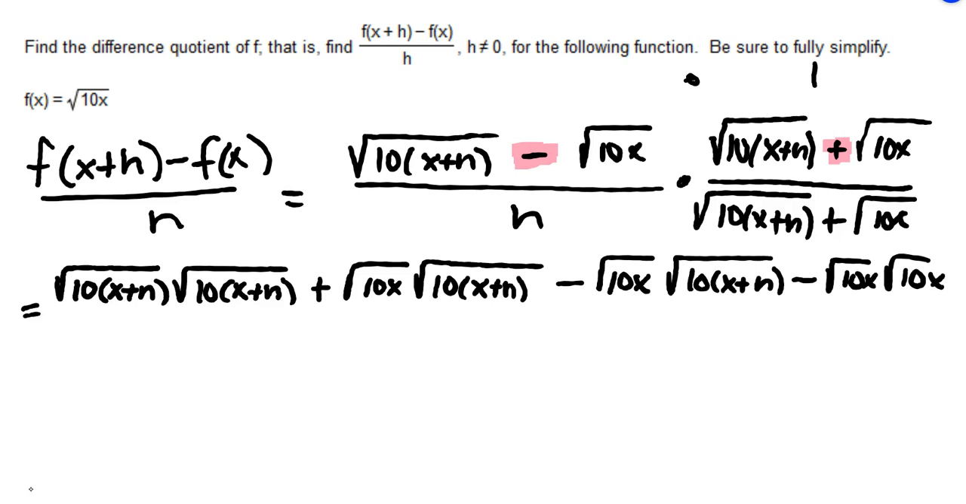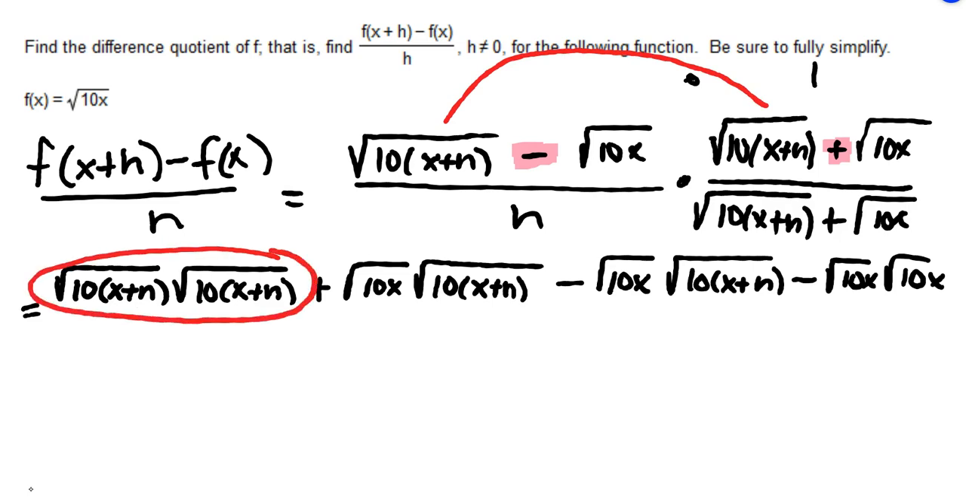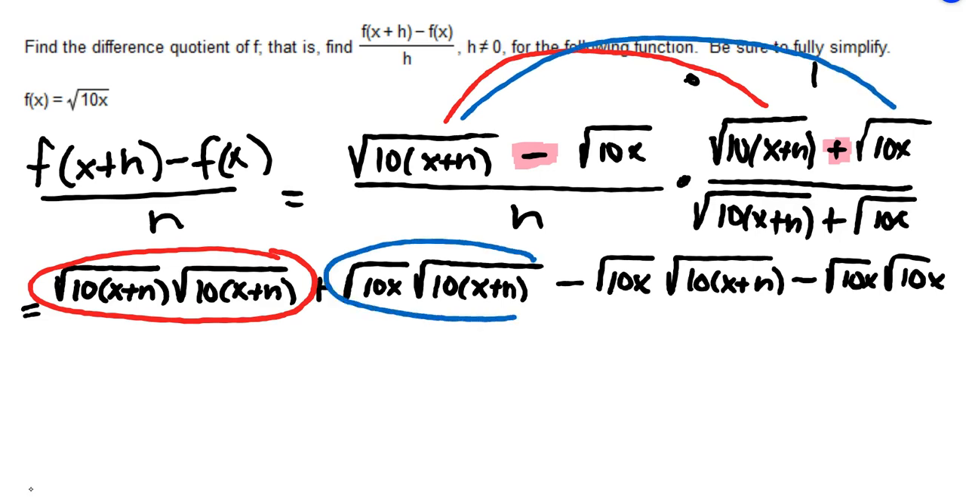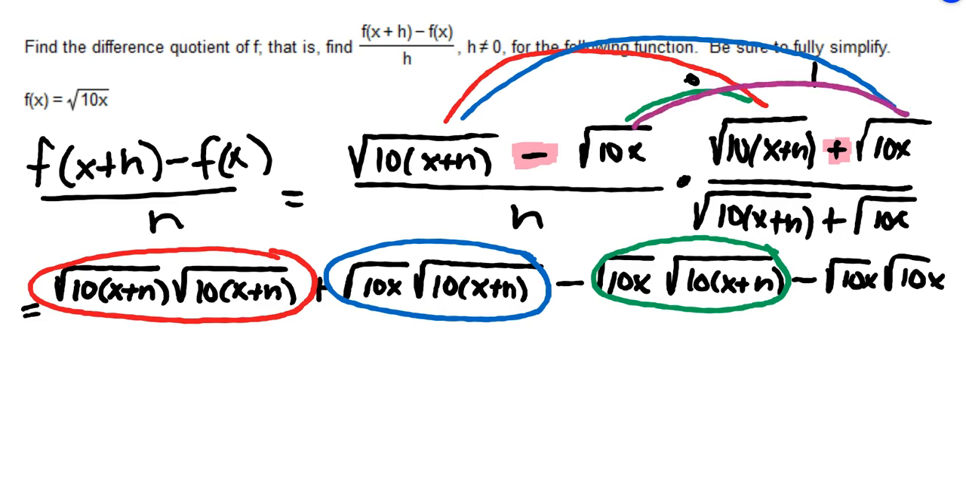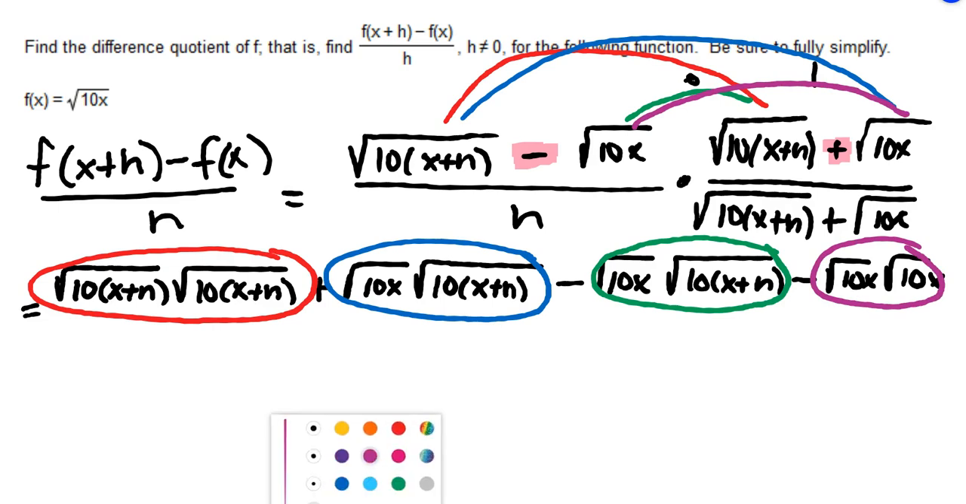Okay, so just to make it a little bit more clear what I was multiplying there, I was multiplying these two terms together to create this term. I multiplied these two terms together to create this term. These two terms to create this term. And then finally, I multiplied these two terms together to create this term. So that's what I have in the numerator.